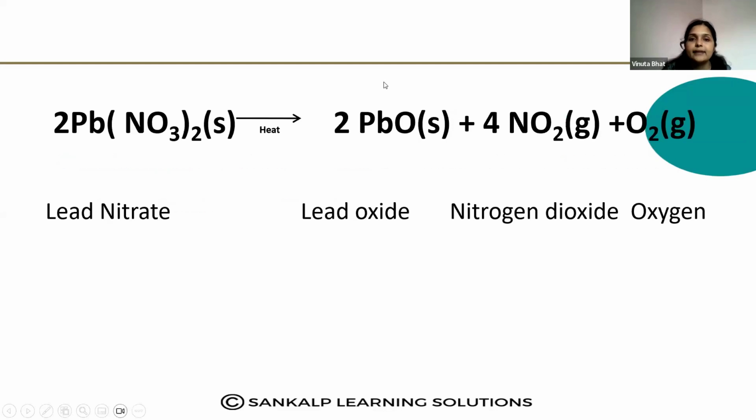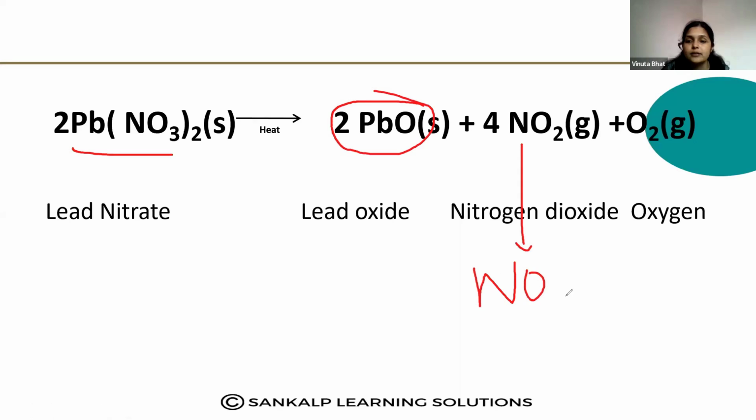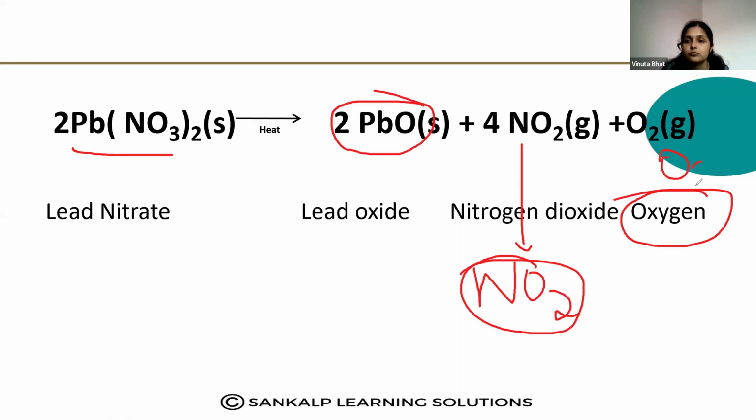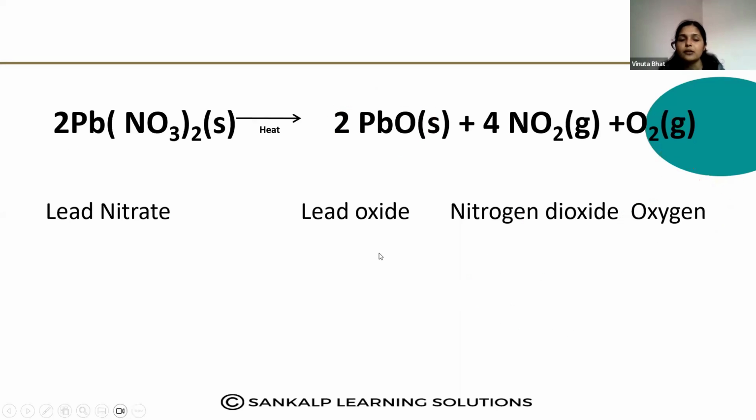Here, lead nitrate, when it is heated, releases lead oxide and nitrogen dioxide. NO2 gas is released here, nitrogen dioxide, and oxygen, O2, also releases. So this is the balanced chemical equation for when the lead nitrate is heated.